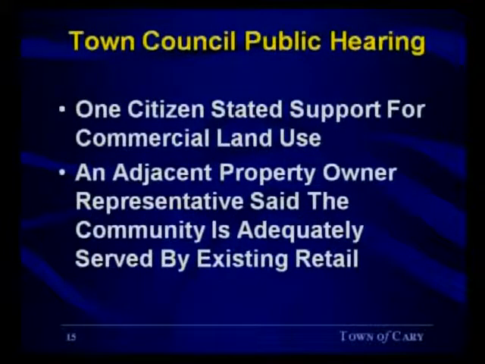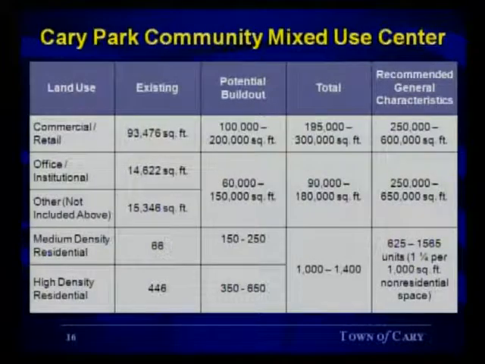At the Town Council public hearing on February 27th, one citizen stated support for commercial land use, and an adjacent property owner representative noted that he believed the community is adequately served by existing retail. This table shows land use and development with existing and potential build-out in the Cary Park Community Mixed Use Center. In the potential build-out column, the figures come from a combination of development in the pipeline as well as potential development on the subject property, and a range is given because we don't know exactly how that will turn out. Could be a mix of commercial or office.